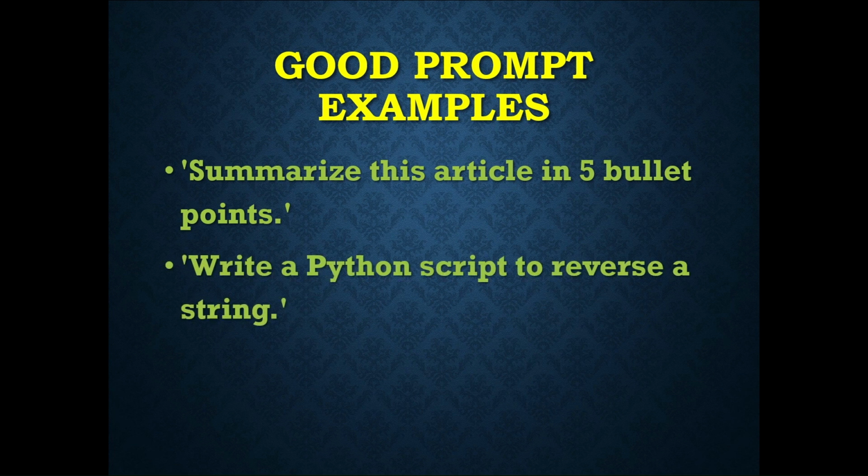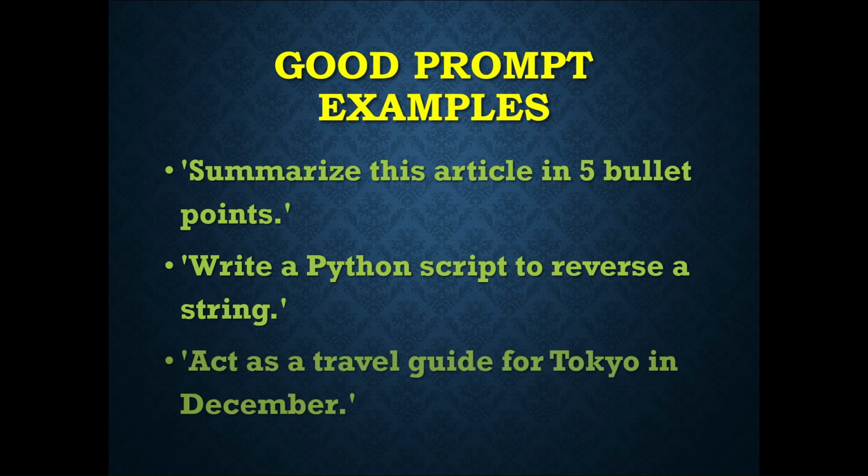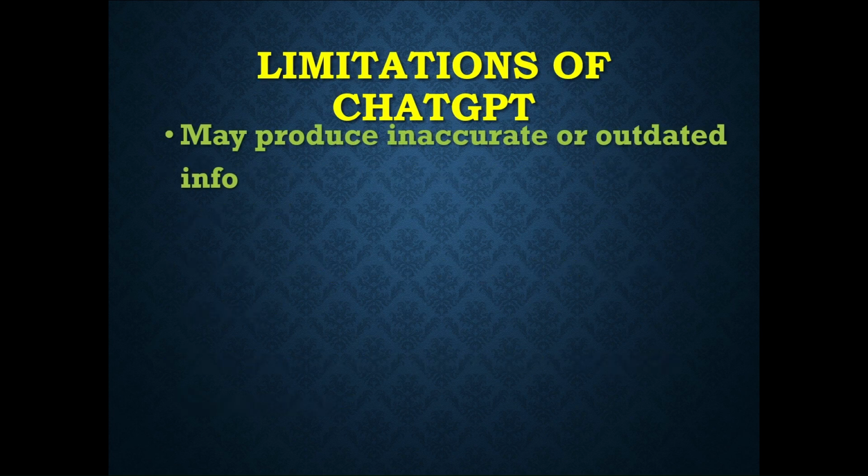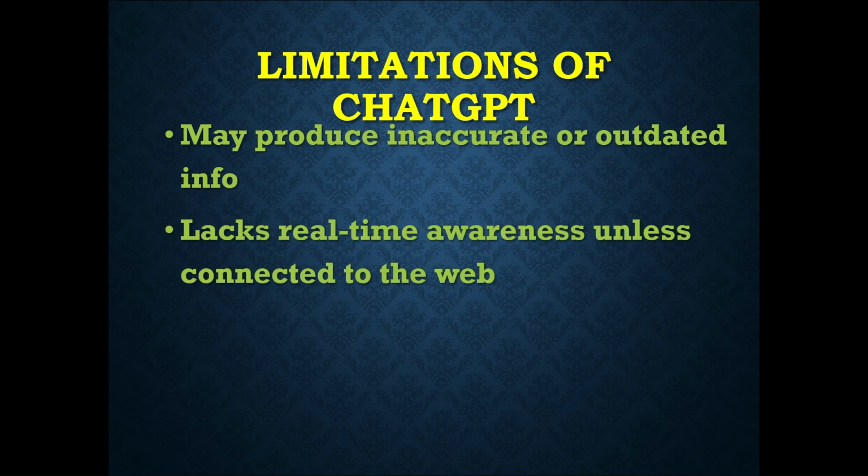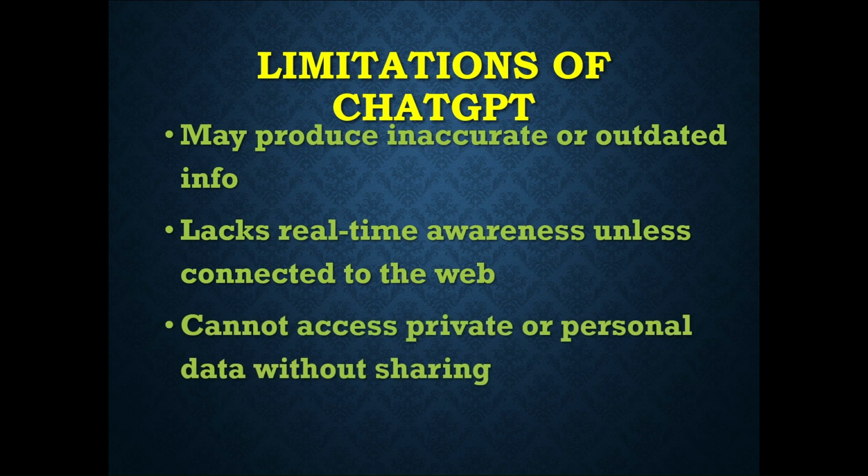Write a Python script to reverse a string. If you want to reverse a string, you can write this prompt, and it will provide the source code in Python. We have some limitations in ChatGPT. It may produce inaccurate or outdated information. It lacks real-time awareness unless connected to the web. For example, if the internet fails, it won't provide proper data. It should be connected to the internet.